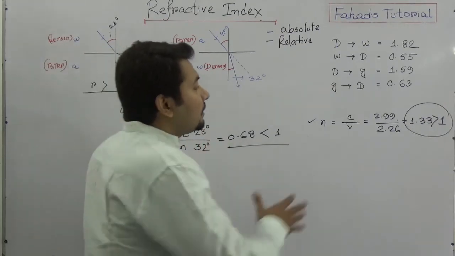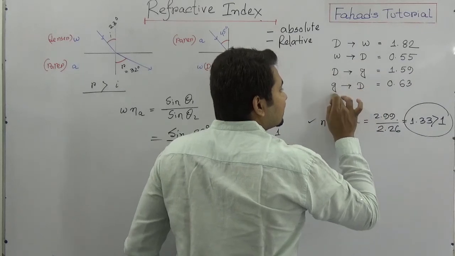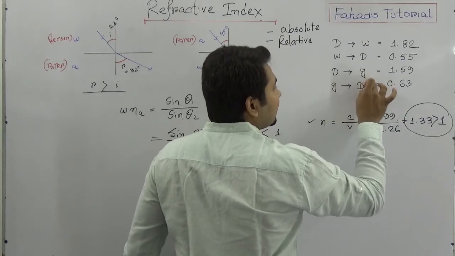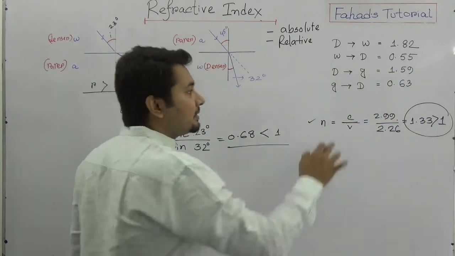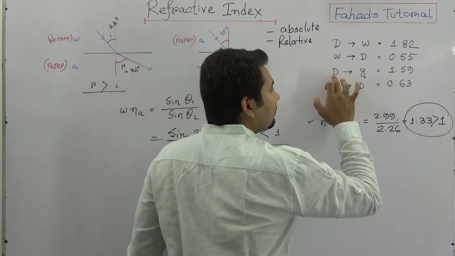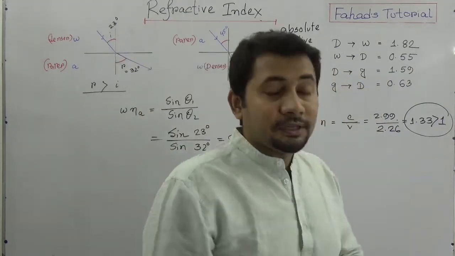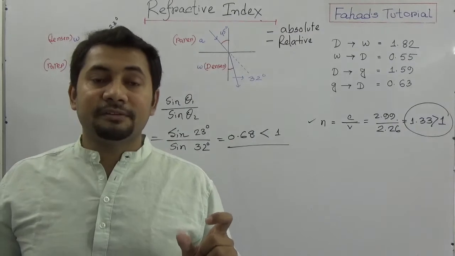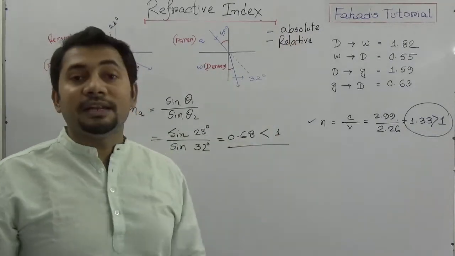So if you see that this is diamond and this is glass. This is diamond, this is glass. So why is it greater than 1? Because the angle here is greater than that. So that is why, whenever we study the refractive index, we need to know two important things: absolute and relative.